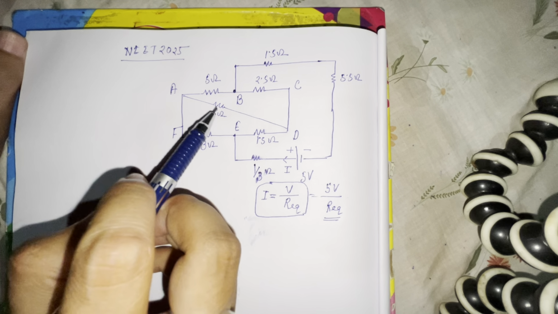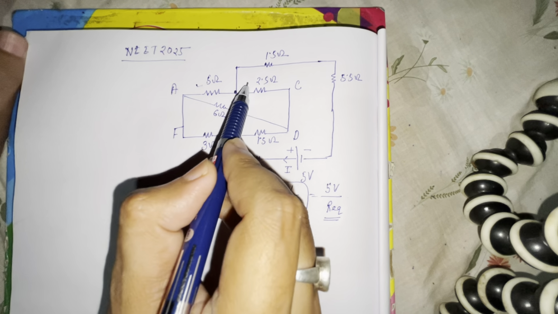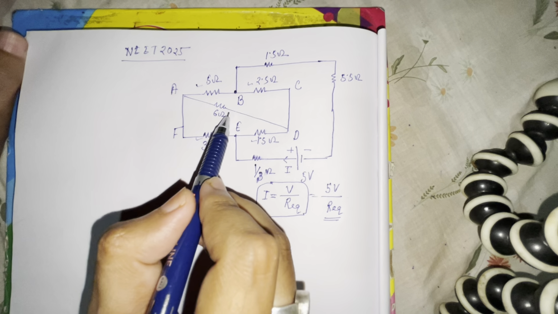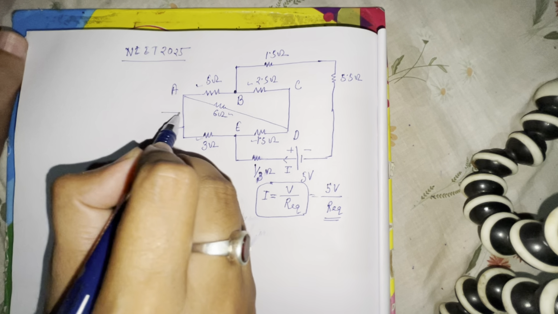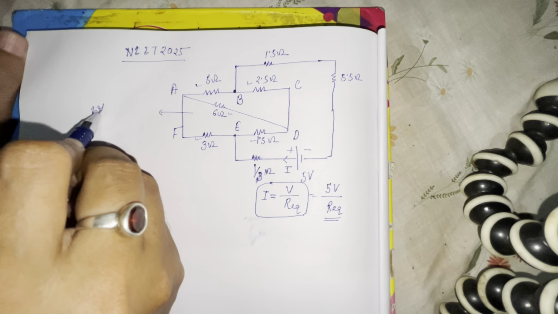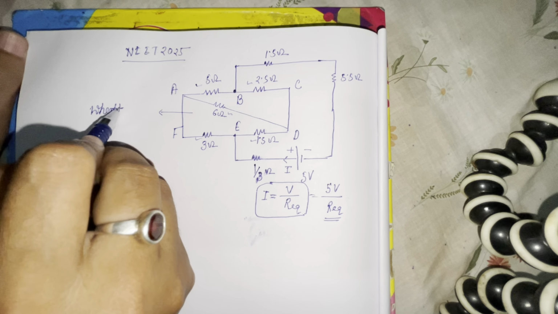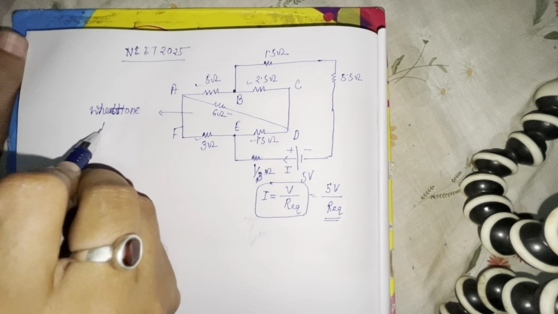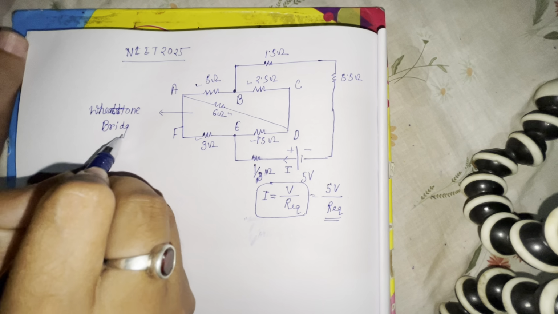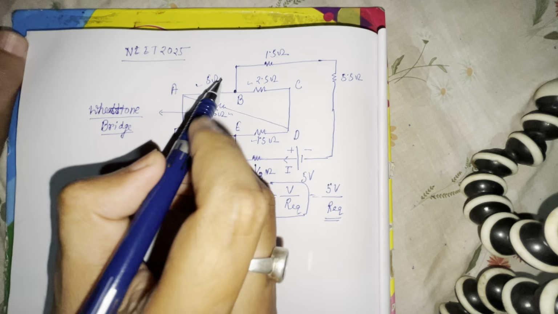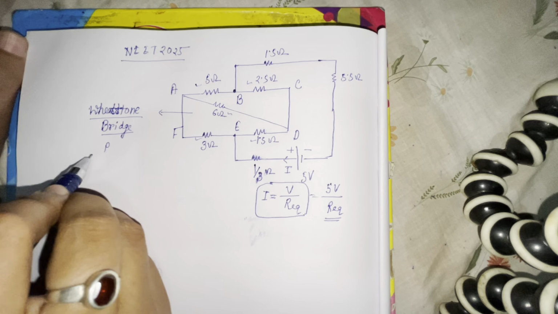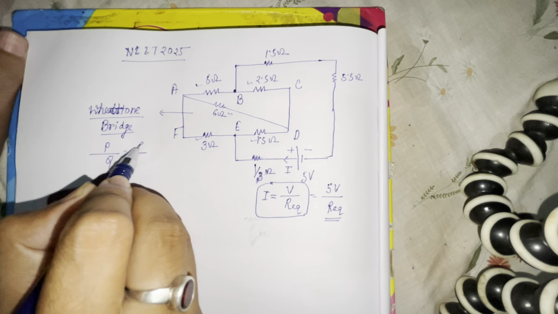So first thing you can see, there are total 5 branches: 1, 2, 3, 4 and 5. So this may be a problem from the Wheatstone-Bridge principle. First, let's check whether the Wheatstone-Bridge condition is correct or not.